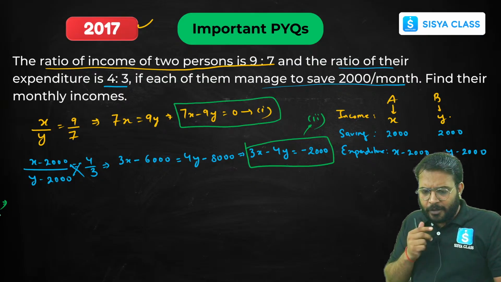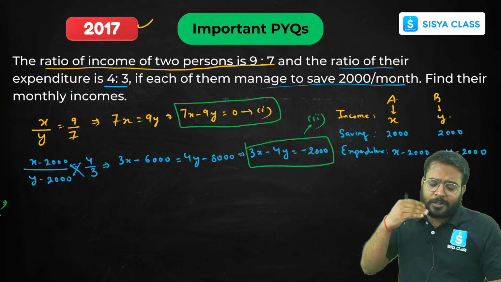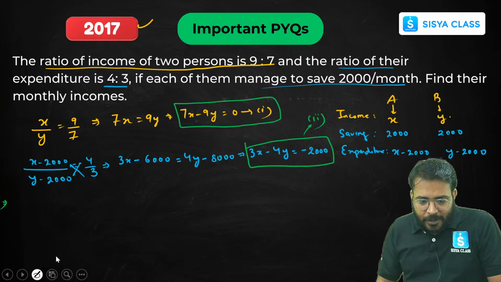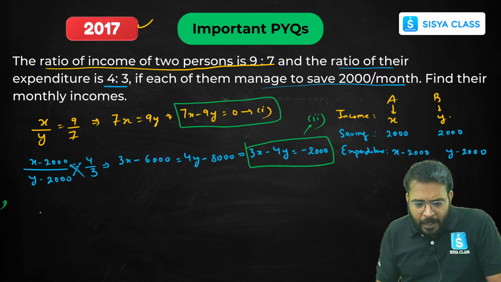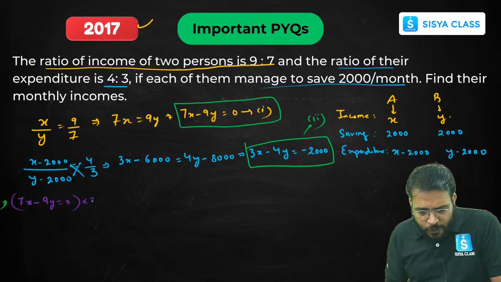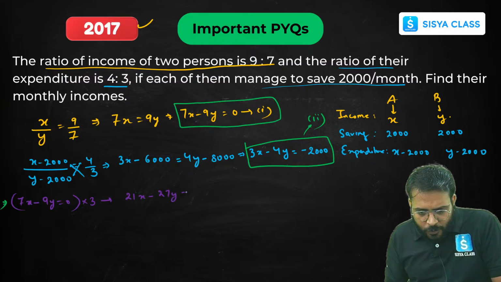Here we have 7 and 3. The coefficient of x in the first equation is 7, and in the second equation it is 3. So what we can do is multiply my first equation with 3. Can you see here? 7x minus 9y is equal to 0. If I multiply my first equation with 3, I am going to have 21x minus 27y is equal to 0.